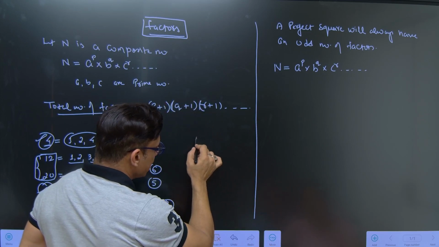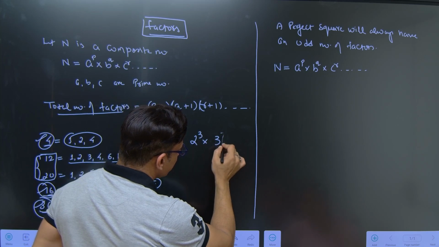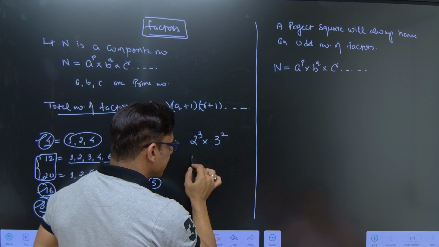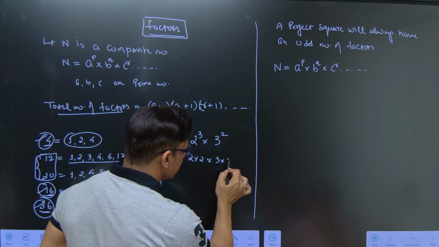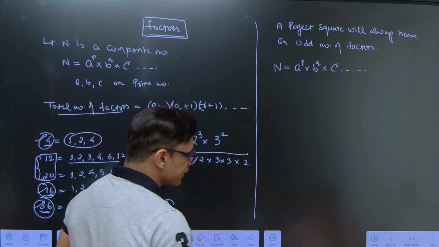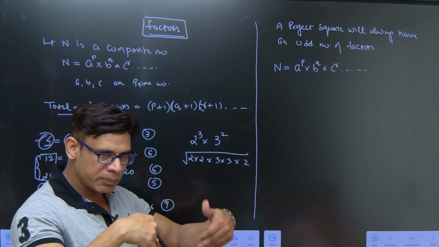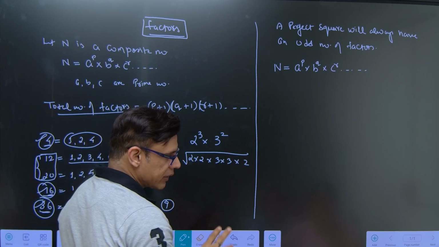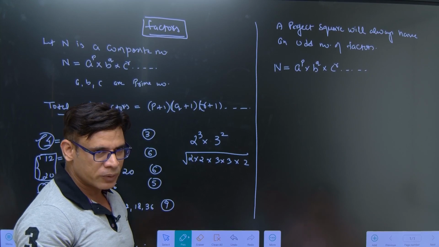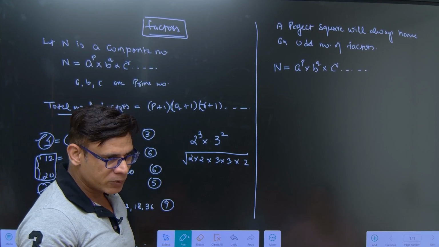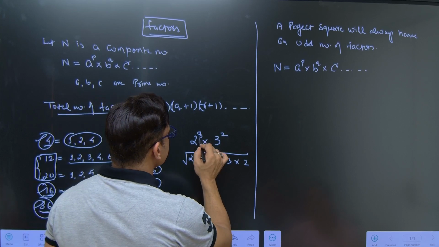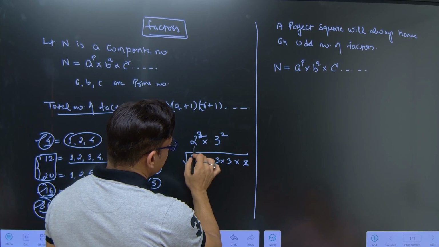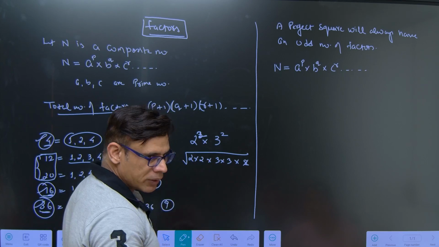So if I give you a number, let's say 2 cube into 3 square, and I ask whether this is a perfect square, the answer is no. Why? Suppose I assume that this number is a perfect square, so everything should come out of the root. There should be nothing left inside the root. So one pair of 2, one pair of 3. After that, you're left with 2 inside the root. Not a perfect square. But if this 2 was not there, that means if the number is 2 square into 3 square, then the number is a perfect square.